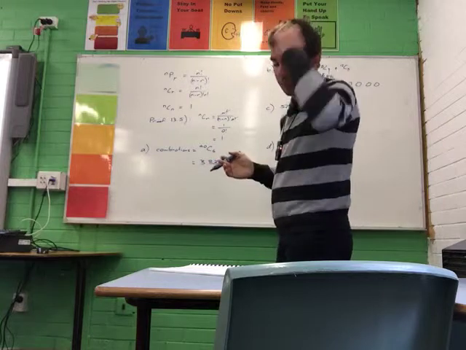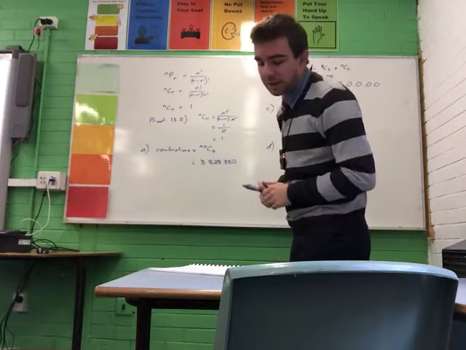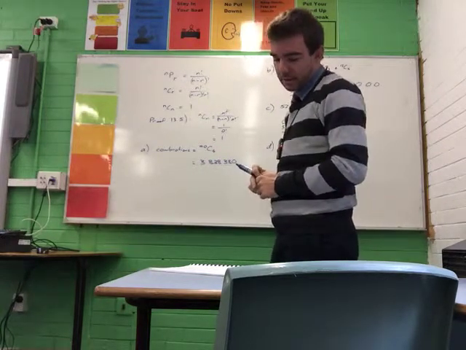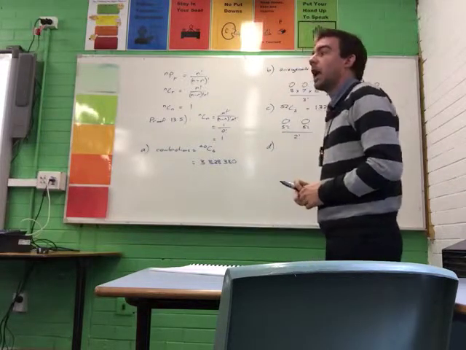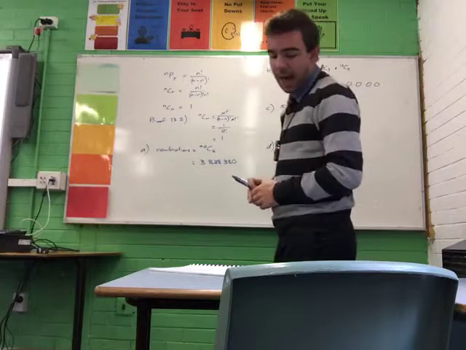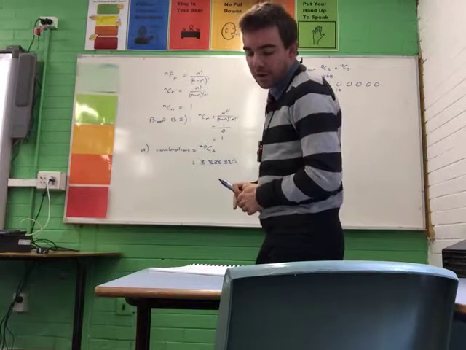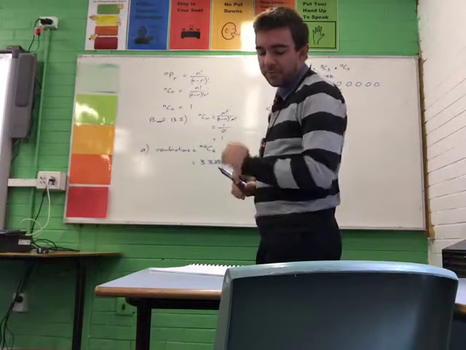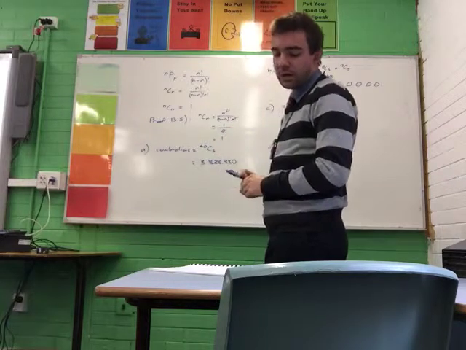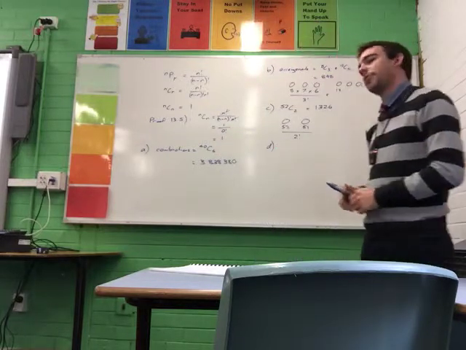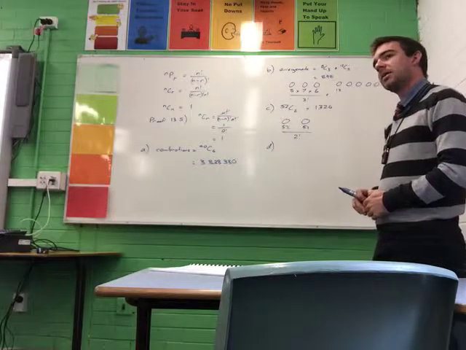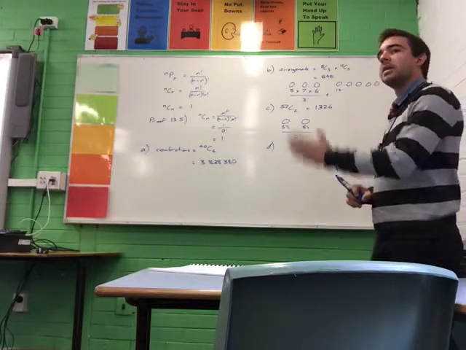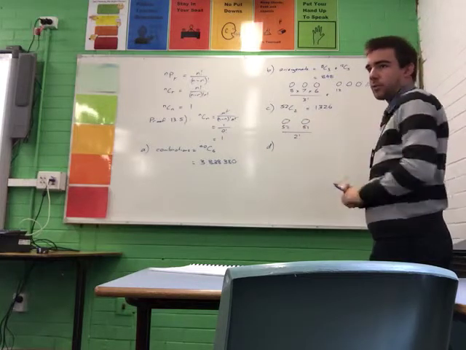D, a team of 3 athletes is to be selected from a squad of 8. Okay, a team of 3 picked from 8. Part I, how many different teams can be selected if they are ranked in order of age from 1 to 3? Okay, they are ranked in order of age from 1, 2 and 3.